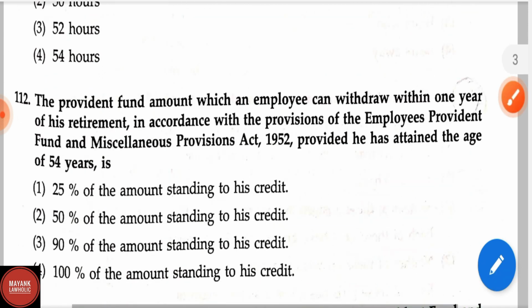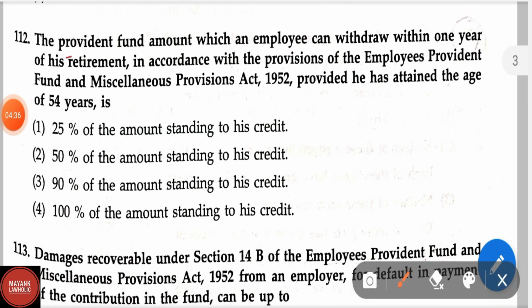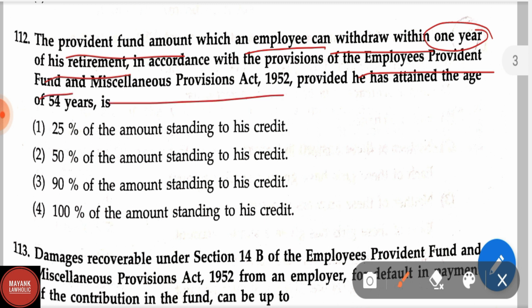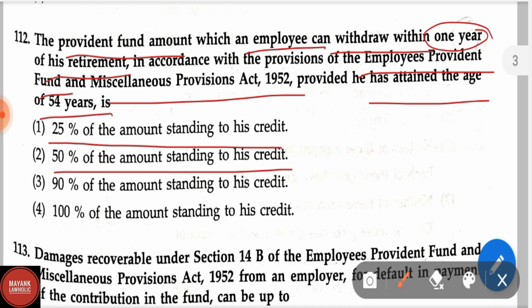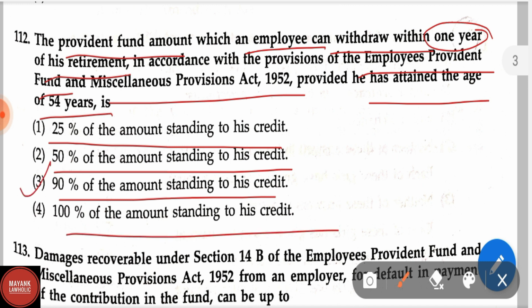Now let us see the question number 112. The PF account, Provident Fund amount which an employee can withdraw within 1 year of his retirement in accordance with the provisions of the Employees Provident Fund and Miscellaneous Provisions Act 1952, provided he has attained the age of 54 years: option 1 is 25% of the amount standing to his credit; option 2, 50% of the amount standing to his credit; option 3, 90% of the amount standing to his credit; and option 4, 100% of the amount standing to his credit. Here the correct answer is option 3, 90% of the amount standing to his credit.